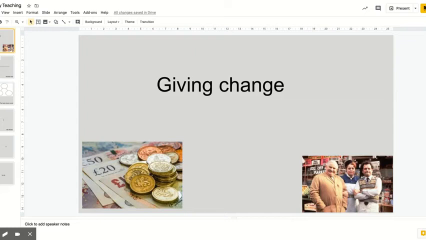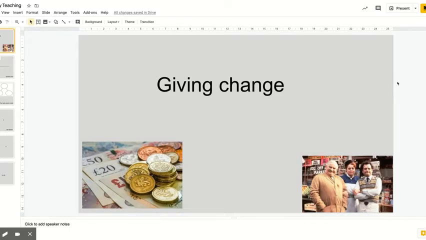So today's lesson is all about giving change. Now, you'll get change when you go to the shop and pay by cash. A lot of times these days we don't get change because we pay by card, especially in lockdown. A lot of shops don't accept cash at the moment, so you won't see much change going around.